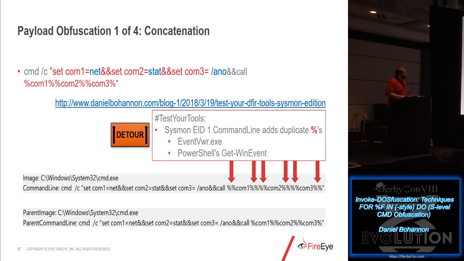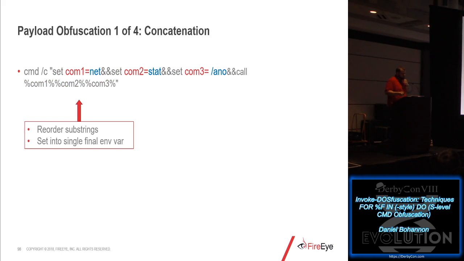I'll go forward on this. Basically, this was some stuff with Sysmon, where in some older versions the escaping wasn't properly handled, and so using these percents showed up as 2%. There's a blog post if you want to read more about that. But if you're using Sysmon EID 1 for your detections, you definitely want to take a look at that and what it might mean for you.